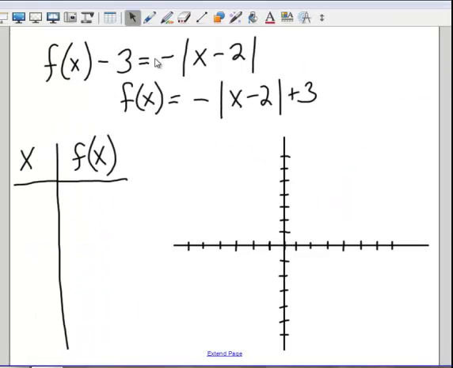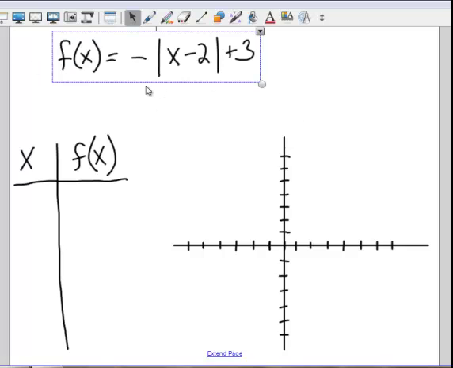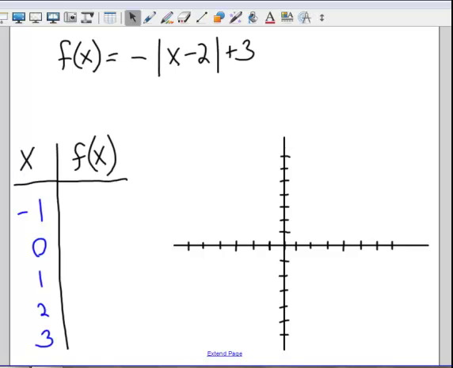Alright, on this one, let's look at what happens if we have a negative sign in front of the absolute value. Our first step is, if we're given f of x minus 3 equal to a negative absolute value of x minus 2, let's rearrange this so that we have f of x by itself. So I have this negative sign in front of my absolute value. What's going to happen? Let's see what our table of graphs shows us. Again, with my independent variables, I'm just going to choose some inputs and see what my outputs are.